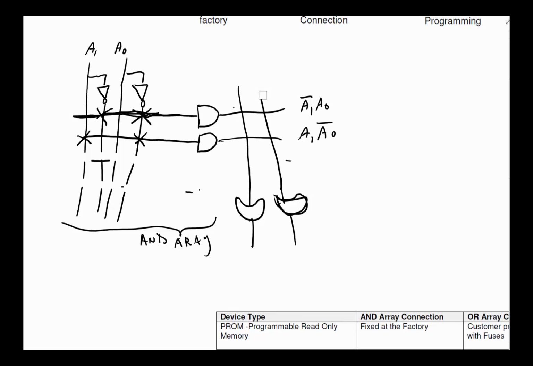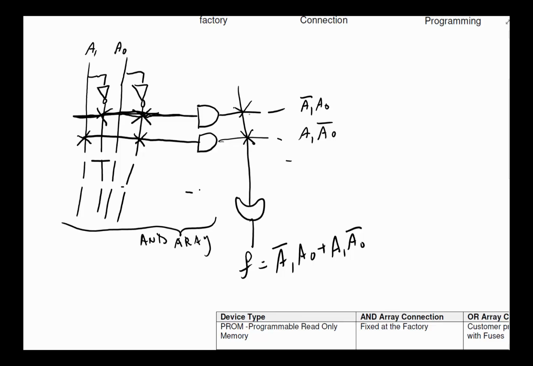So if I'm not using the rest of them, I won't even draw them. The only one I have is here, and that's my function, and my function happened to be A1 A0 not, that's what I'm looking for. So all I do is, there's a fuse here and there's a fuse here.